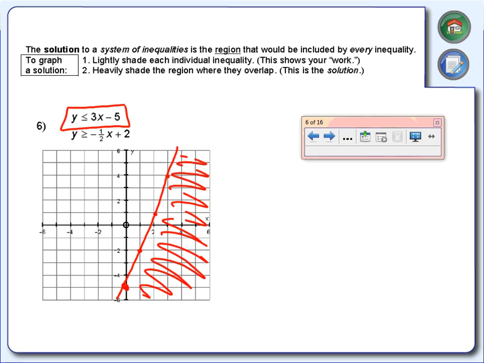So there's your first one. Now I'm going to grab the second one in a different color. It'll make things a little bit easier to see. So if you have a different color, I recommend that you use that different color.